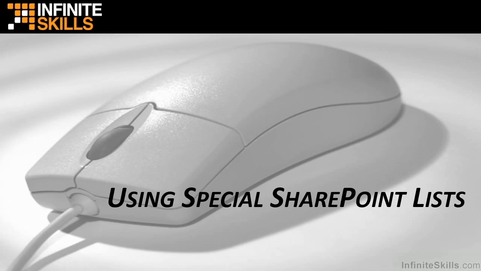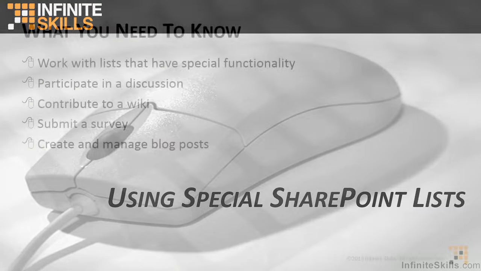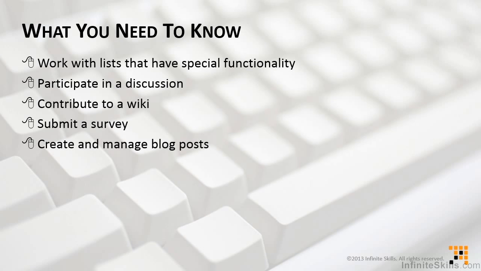In this chapter, we want to briefly work through how to use some of those special features. We're not going to rehash everything else, just the specific functionality differences. You can run with it from there once you understand what the slight differences are. So, we're going to talk about discussion boards, wikis, surveys, and blogs.